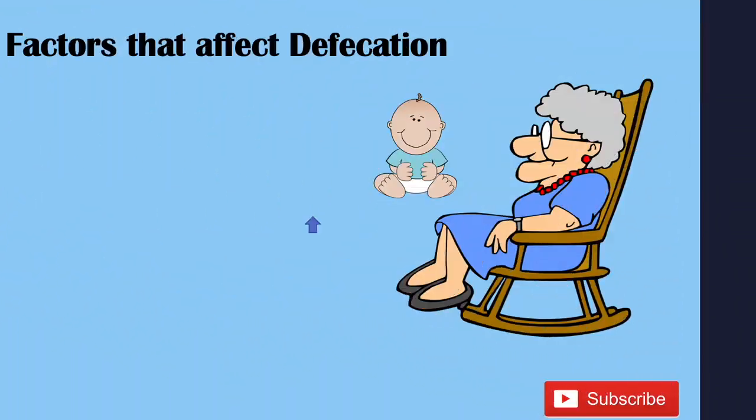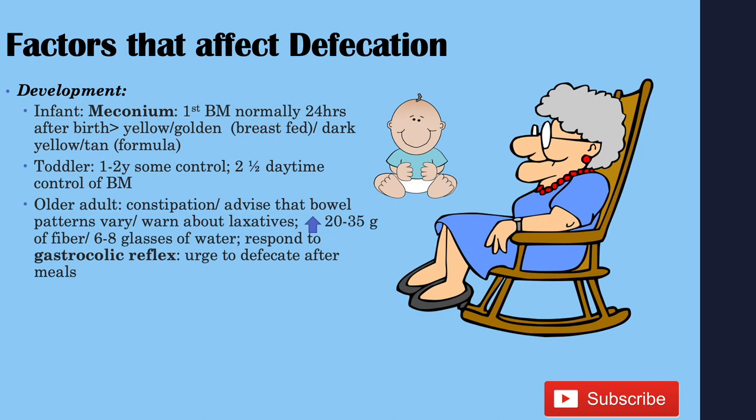Factors that affect defecation. Development affects defecation. The first bowel movement that an infant has is called the meconium, and it's normally 24 hours after birth. And if your infant is fed breast milk, their feces is normally yellow or golden. And if they're fed formula, their feces is dark yellow or tan.